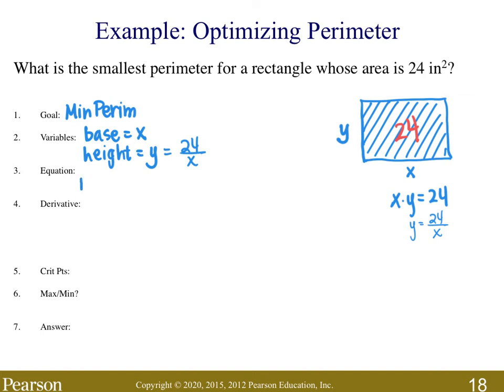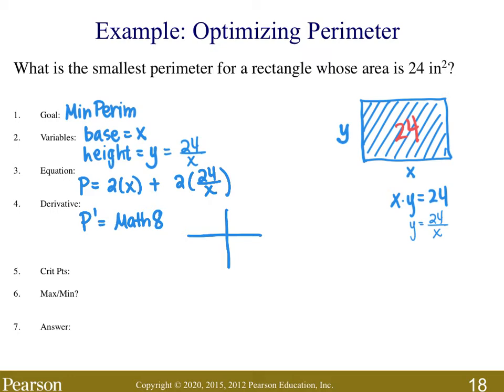Okay, my perimeter will be 2 times the base, so 2 times x, plus 2 times the height, so 2 times 24 over x. And for this one, we can do a Math 8. We won't do it on our calculator. We'll find the derivative with Math 8 and graph it. As I graph this, I'm going to do a standard window from -10 to 10. And the graph that I get looks like this.